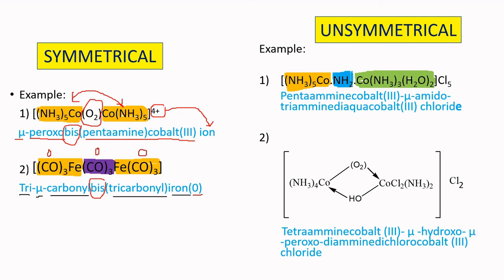So how do we name this? We name this side first. You remember, because it is unsymmetrical, you cannot name the bridging ligand first. You need to name the first side here. So it is pentaamine cobalt 3. Then you have mu, and this molecule is called amido, mu-amido, and then you have triamine, diaqua, and then cobalt 3. This chloride is the counter ion, so chloride.